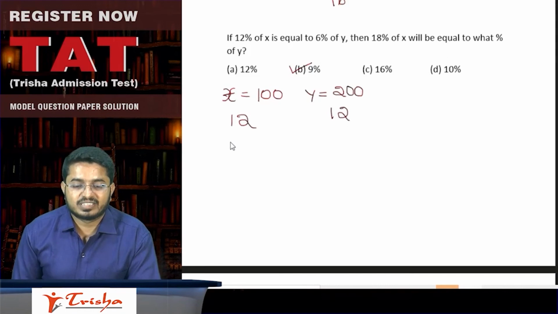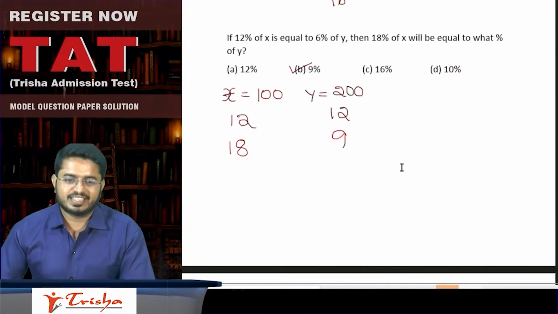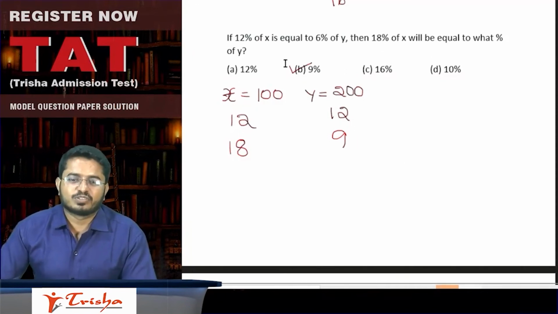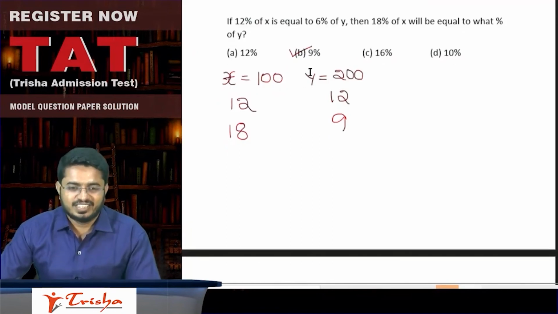18% of 100 is how much? 18. Then what percent of 200 will be 18? 9, correct? Half of 12 is 6%, so half of 18% will be 9%. Direct answer. You need not do any calculation here. Just looking at the options, you can answer this question directly.